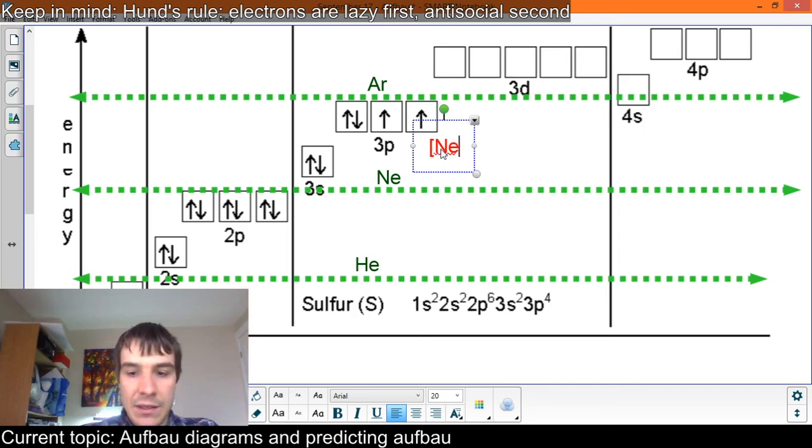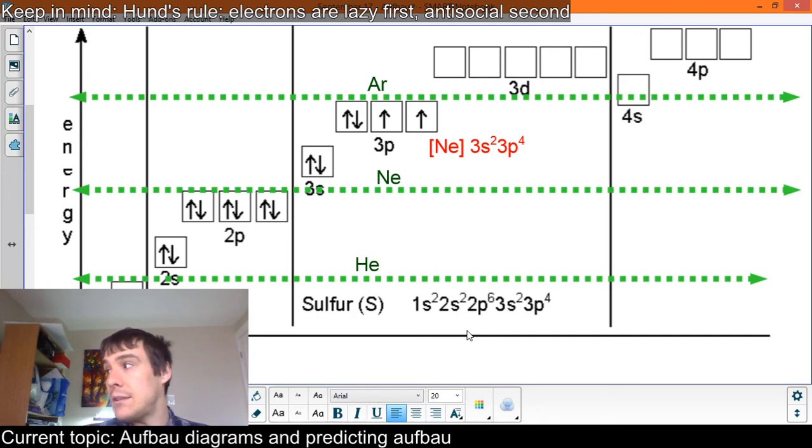So that arrangement can also be written as neon in square brackets, and then you go right to 3s. The 3s has 2 electrons in it, so it looks like 3s2, and then 3p, 4 electrons in 3p. So that's a quicker way of doing it compared to putting all of them together. That's how you write an electron arrangement, that's how you predict an Aufbau, and that's how you make an Aufbau diagram. We're going to get a lot of practice with this during the class session, so I'll see you guys in class for lots of Aufbau practice.